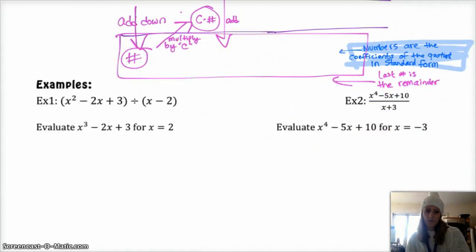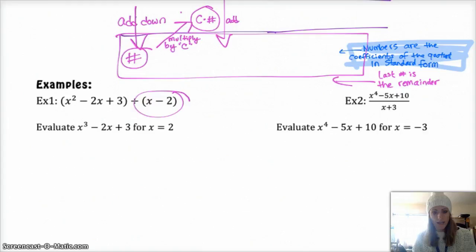Okay, let's try example 1. So example 1, you have x squared minus 2x plus 3 divided by x minus 2. Keep in mind, right, you are dividing by x minus a number, or x plus a number, and so you can do synthetic division. So you always want to check that first before you jump into synthetic division. Okay, so you set up your upside down division sign.